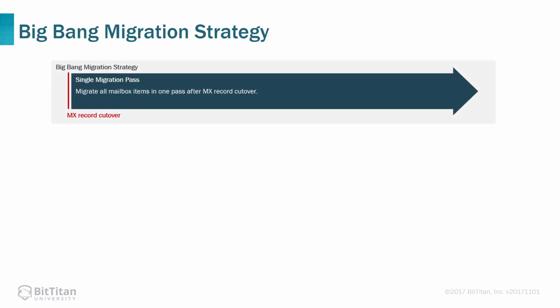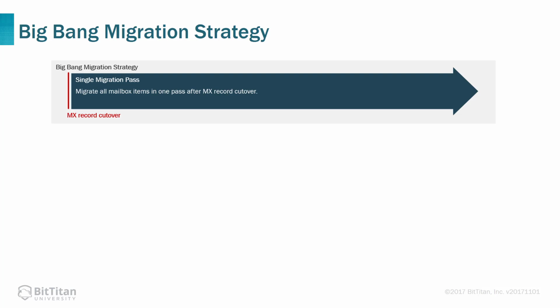Now, Big Bang migration strategy. This migration strategy is recommended for small migration projects less than 100 mailboxes and projects that are expected to be completed in a short period of time. With the Big Bang migration strategy, you perform an MX record cutover first, typically on a Friday night, so that the mailboxes can be migrated in a single, full migration pass over the weekend.